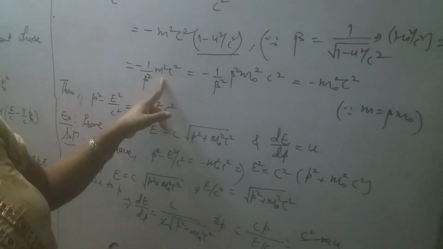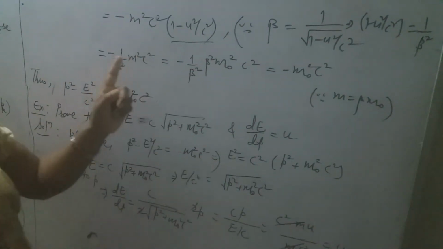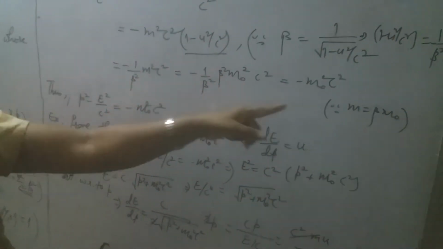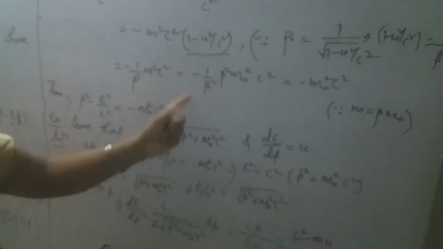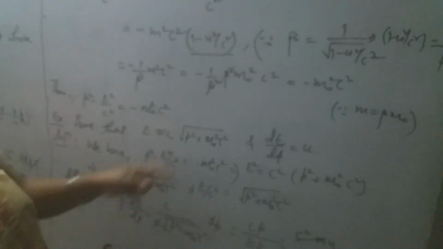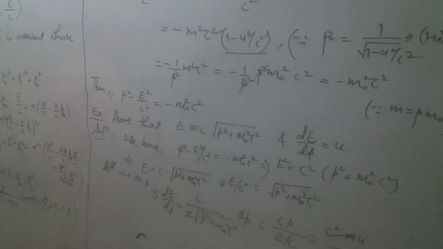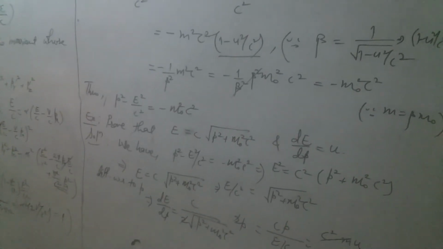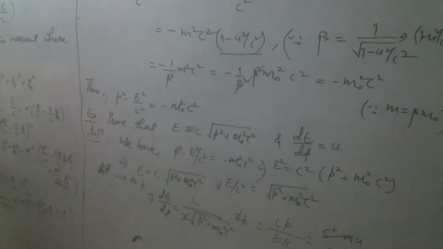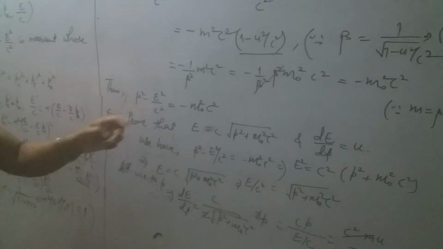Again, what is m? m is beta m naught. So we can put the value of m as beta m naught, so its square is beta square m naught square. You will find that beta square will get cancelled and we are left with the term minus m naught square c square, which is the required numerical value. Thus we have shown that p square minus E square by c square has the numerical value minus of m naught square by c square.